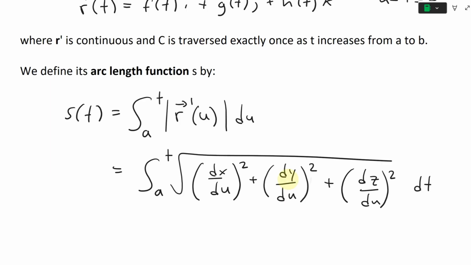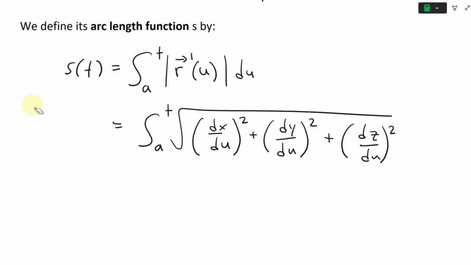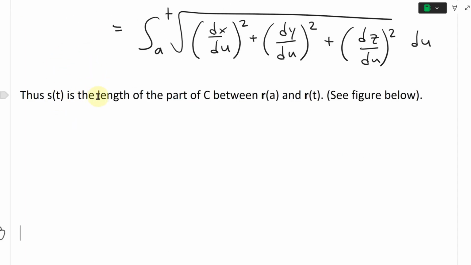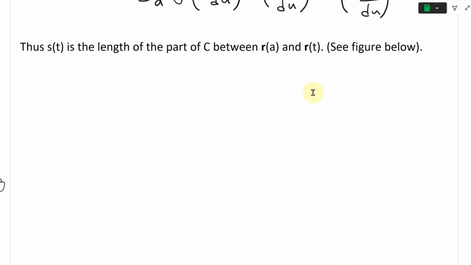All right. And whoops, it's not dt, it's du. So it's all du, and the only t is over here, because we plug that in after when we evaluate, and that's why it's still a function of t there. So anyways, thus s of t is the length of the part of the curve C between the r of a and r of t vectors there.